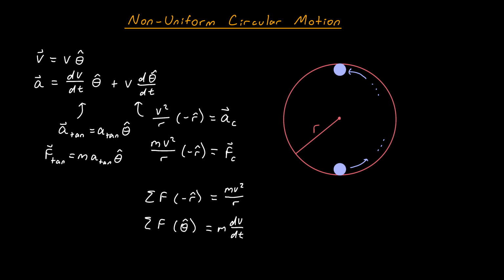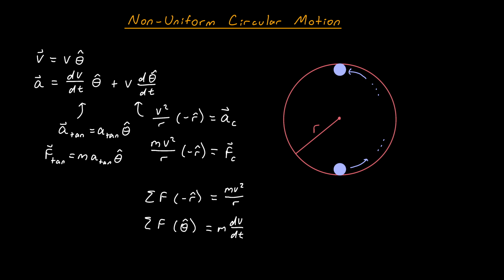So we still have some powerful tools at our disposal. If we want to know the velocity at any given point in this trajectory, we just add up all of the radial or centripetal components of the forces. On the other hand, if we want to know how our speed is changing over time, we have to add up all of the tangential components of our forces.